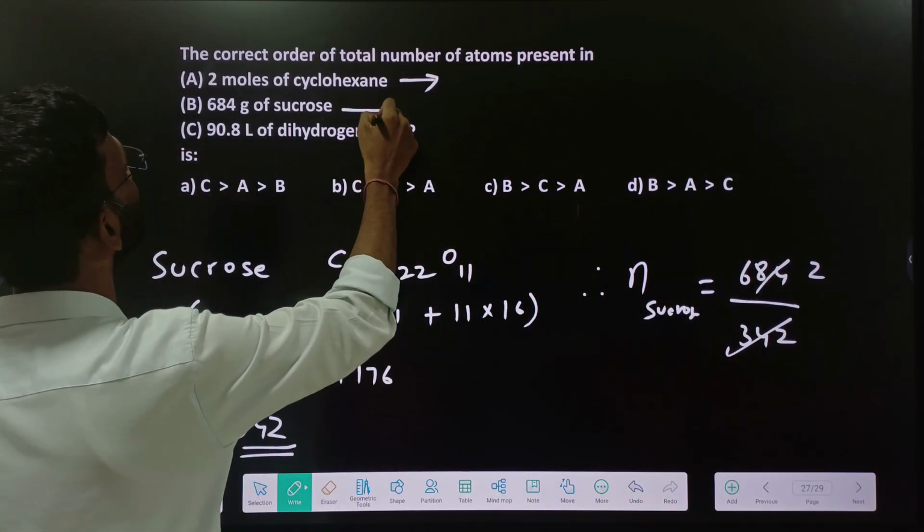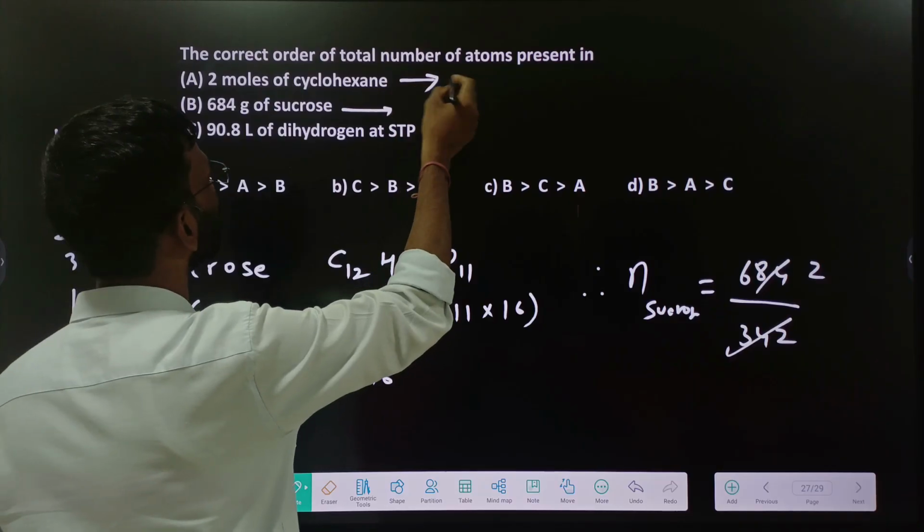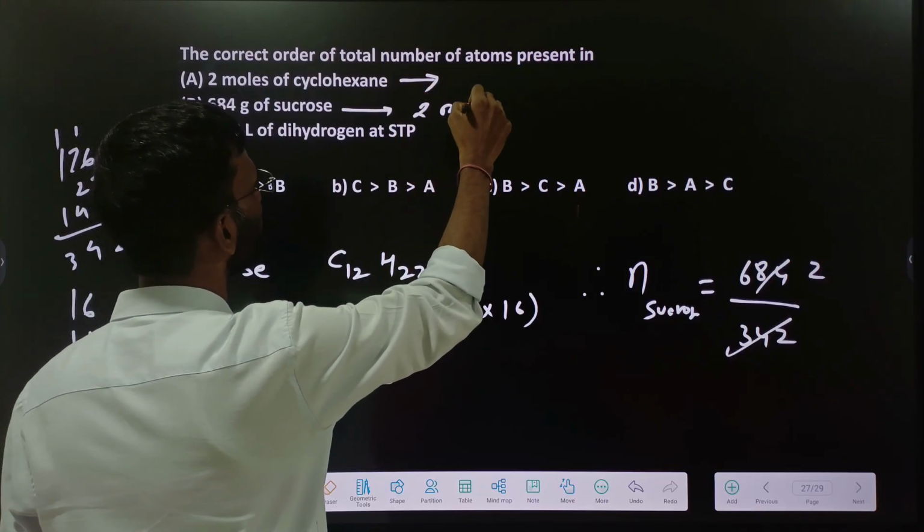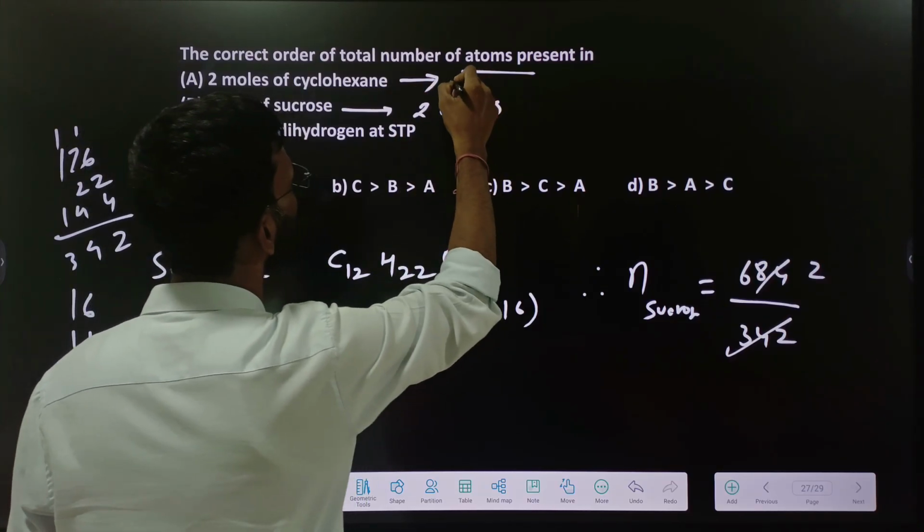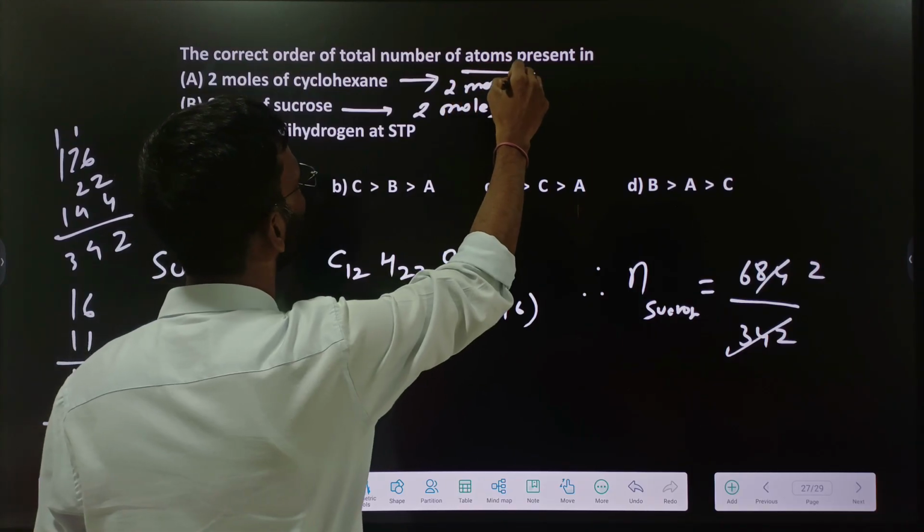Okay, over here also, the question is not about the molecules, it is about atoms. Here also I am getting 2 moles.